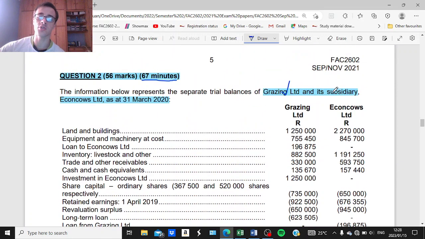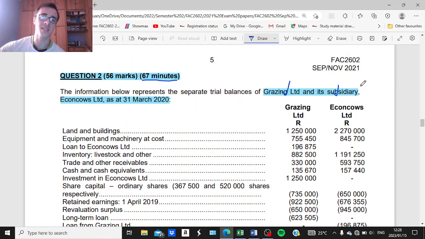In FAC2602, we are only concerned with simple groups. So in such groups, there will only be one parent and one subsidiary. In Financial Accounting 3, you will be dealing with complex groups. So those are groups that can have multiple subsidiaries that are controlled by the same parent.